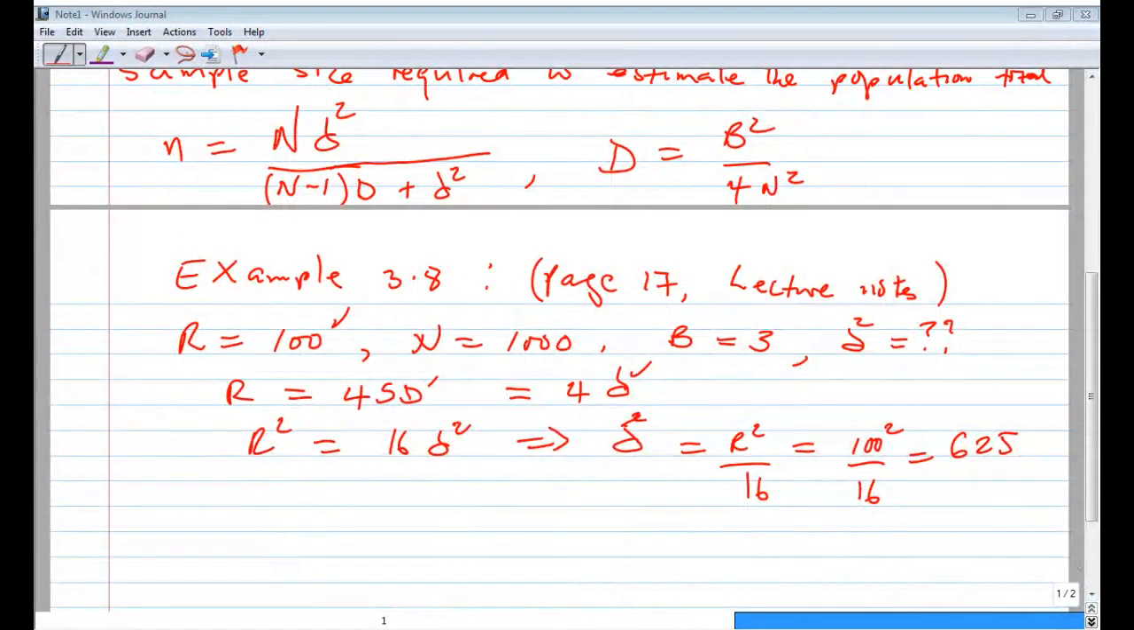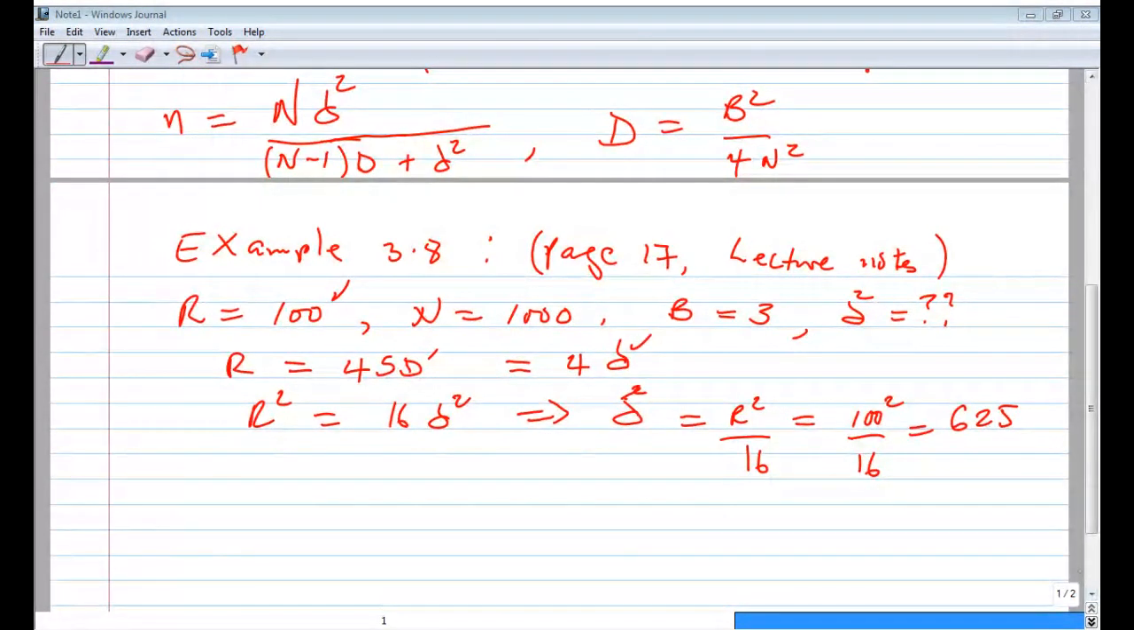So we want to calculate the sample size required to do what? To estimate what? Are we estimating the population mean or population total in this regard? Yeah, it's population mean.